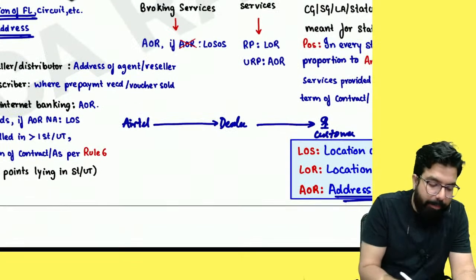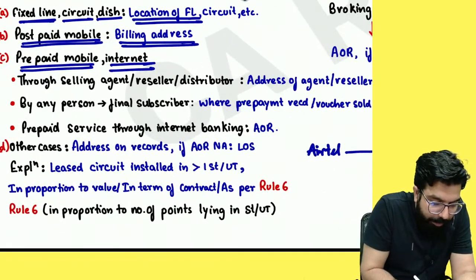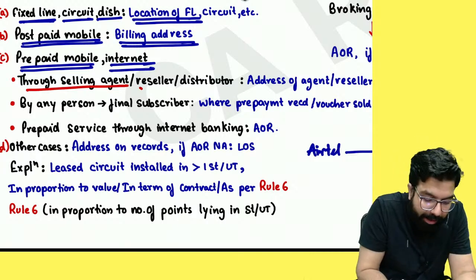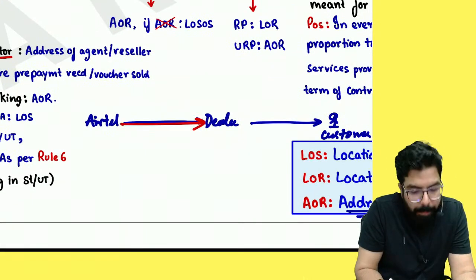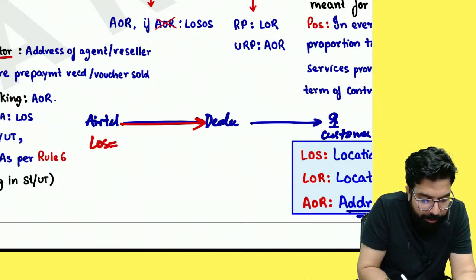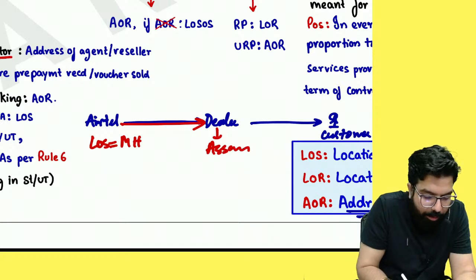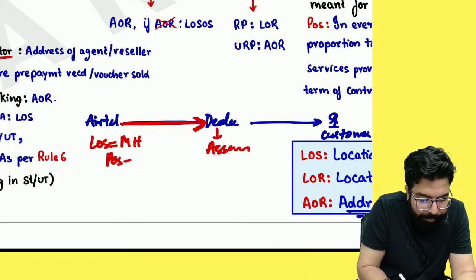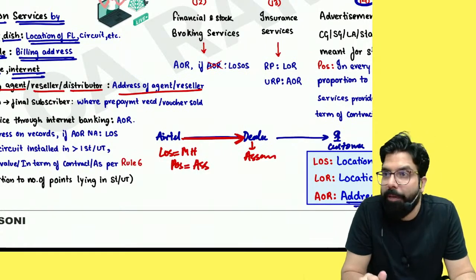In the prepaid mobile case, always remember, whenever it is sold through a selling agent or a reseller or distributor, what will be the place of supply, everyone? Location of supplier. Supposedly Airtel is located in Maharashtra. This dealer is located in Assam. What will be the place of supply? Assam, where the dealer is located. Address of the dealer. Can I go ahead, everyone?